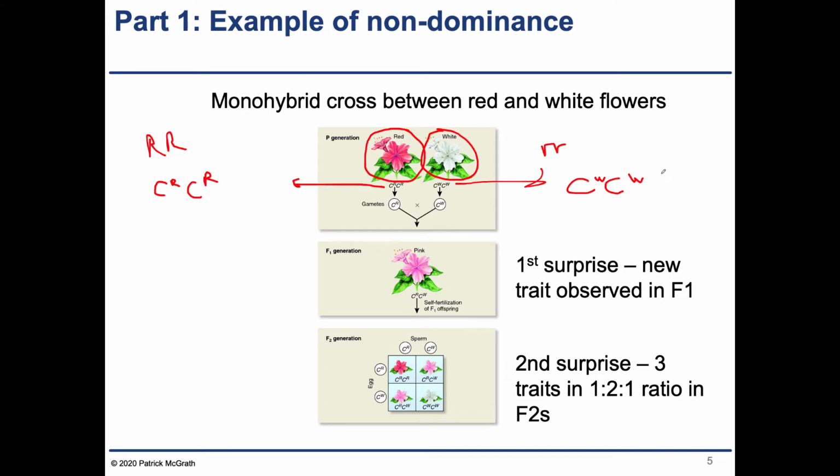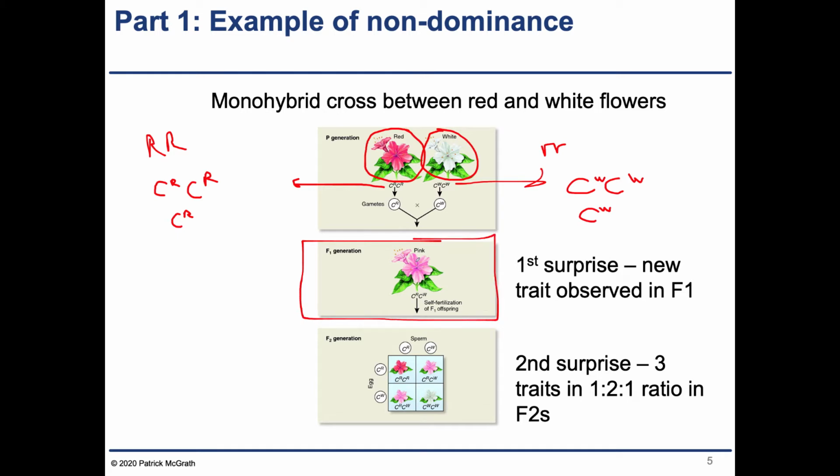So what happens if we cross them? We know that this can only produce one type of gamete, CR. We know that this white flower can only produce one type of gamete, CW. And so when we combine these together, we get a heterozygote flower that has one copy of each allele. And so these flowers almost follow that old blending inheritance that we talked about.